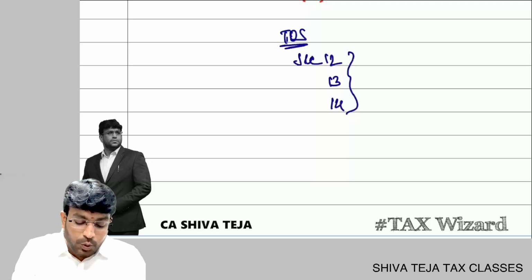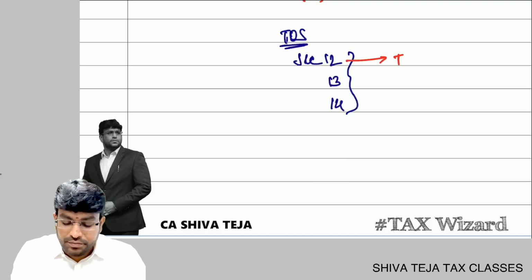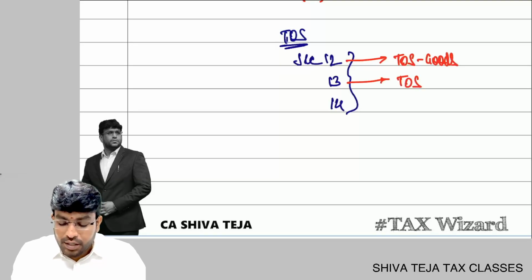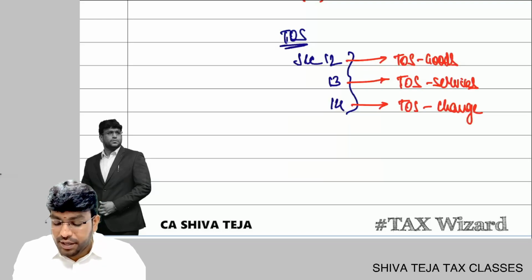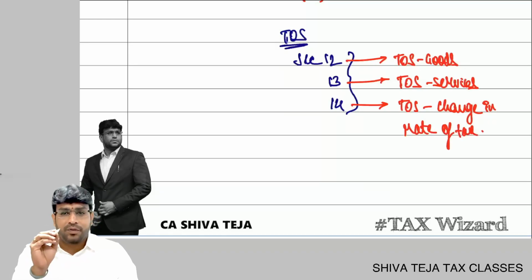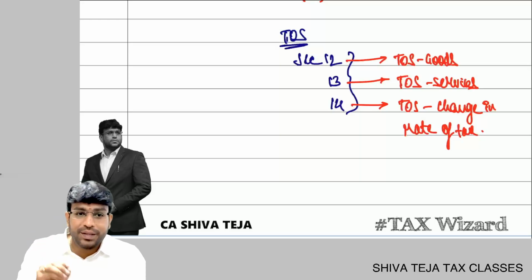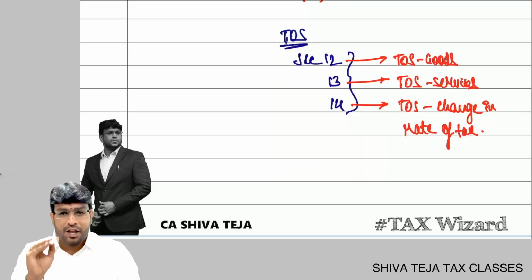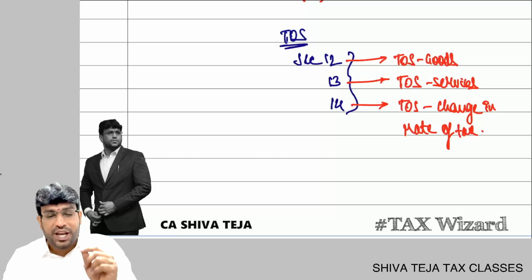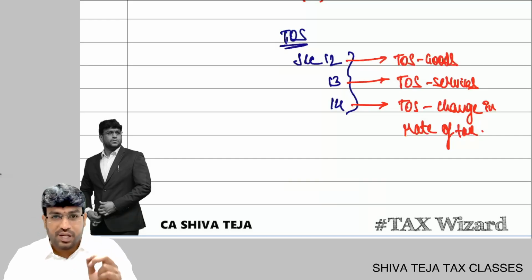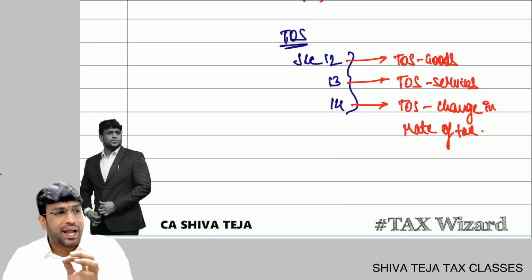Let me also tell you, section 12 deals with time of supply in case of goods. 13 deals with time of supply in case of services. 14 deals with time of supply in case of change in rate of tax. Section 12 deals with what? Time of supply in case of goods. 13 deals with time of supply in case of services. 14 deals with time of supply in case of change in rate of tax. So these are the concepts of sections 12, 13 and 14.